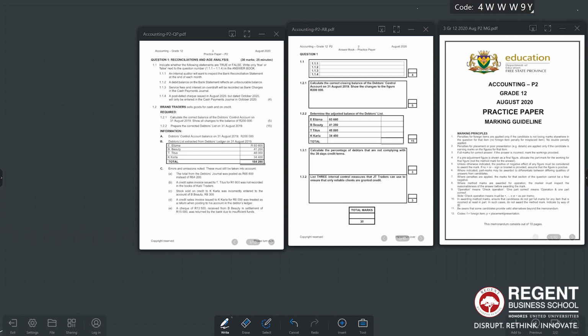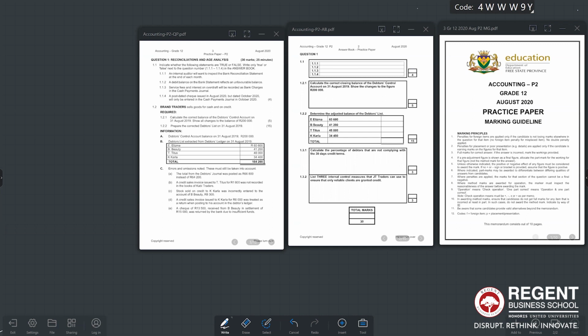A debit balance on the bank statement reflects... Now remember, there's no bank recon, but that doesn't mean they can't ask you about a bank statement. All businesses have bank accounts, so you must know that. A debit balance on the bank statement reflects an unfavorable balance. It means that you owe the bank money, and that is absolutely true as well. If you have a debit balance on your bank statement, it means it is unfavorable. You owe money to the bank. That is true, that is the bank overdraft.